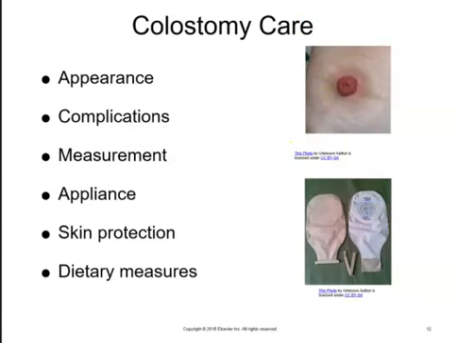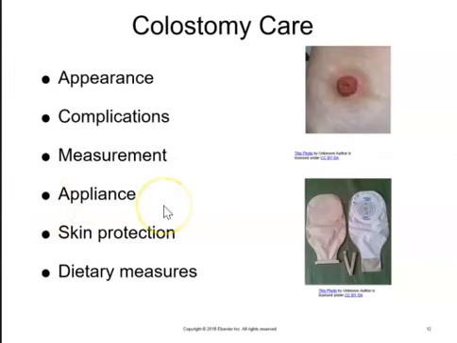So we want to make sure that we're measuring them every time to make sure that we're using the correct size appliance for them. For the appliance, there are so many different varieties of appliances out there. There are some that you have to cut, some that are moldable. So the key here is to make sure that you have it a little bit larger than the stoma, because the hard ones that you have to cut will actually cut into the stoma and cause injury. So you want to make sure that they're a little bit wider, but not so wide that you end up getting stool on the skin.